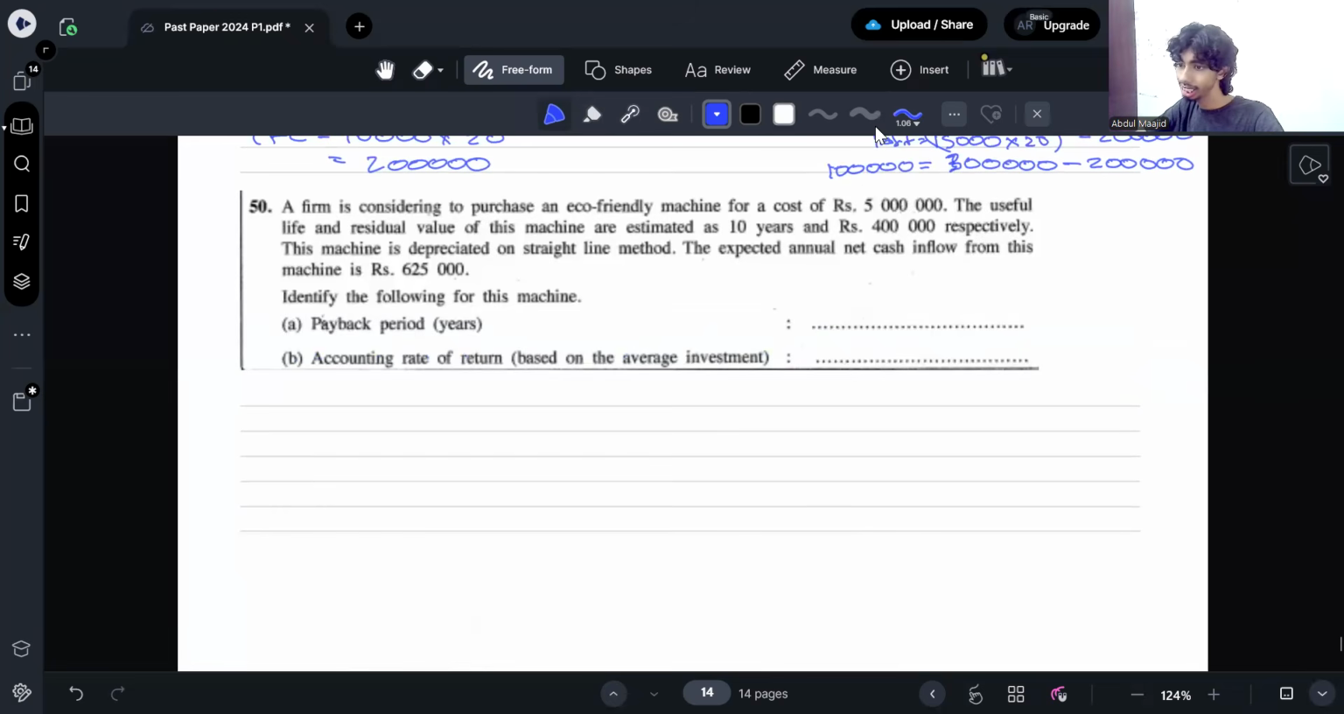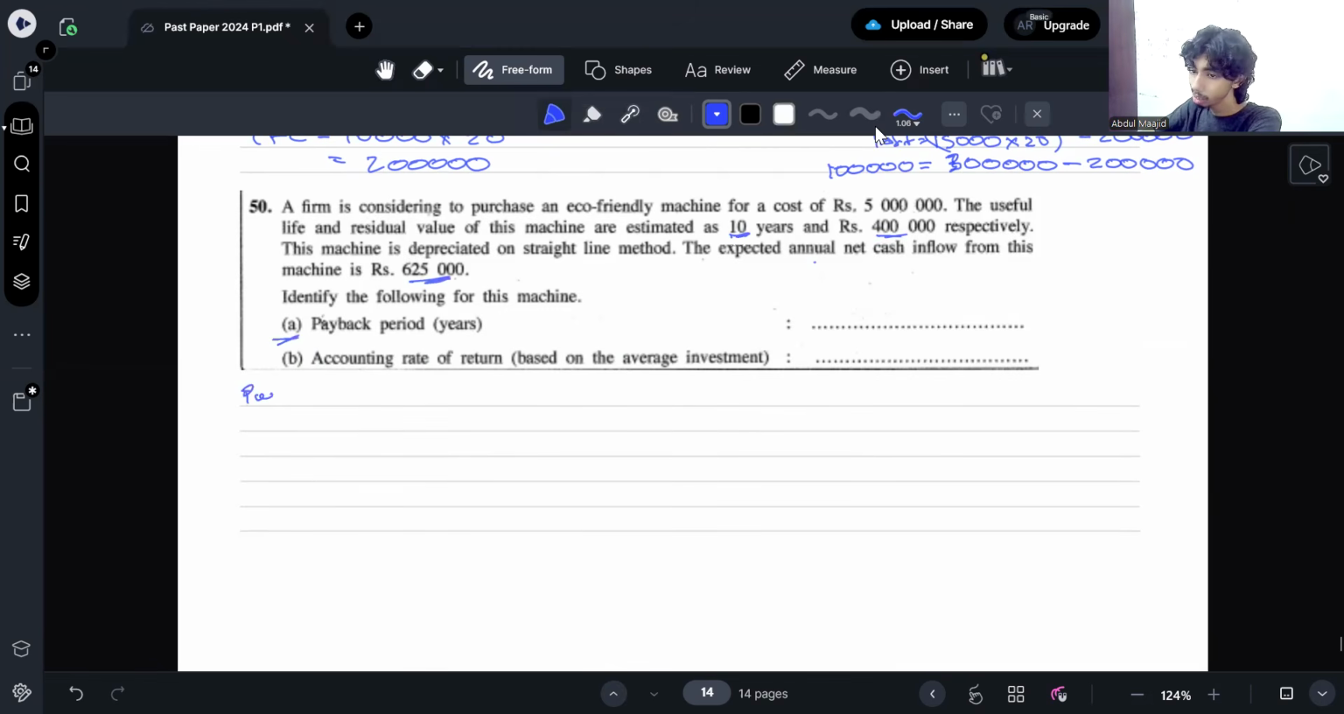A firm is considering to purchase an eco-friendly machine for a cost of 5 million. The useful life and residual value are 10 years and 400,000 respectively. This machine is depreciated on straight line method. The annual net cash inflow from this machine is 625,000.